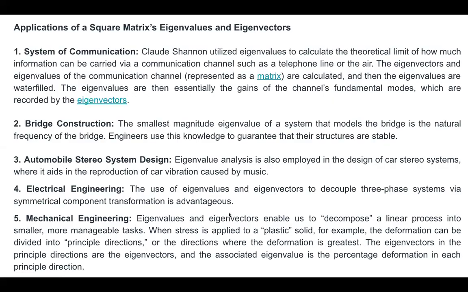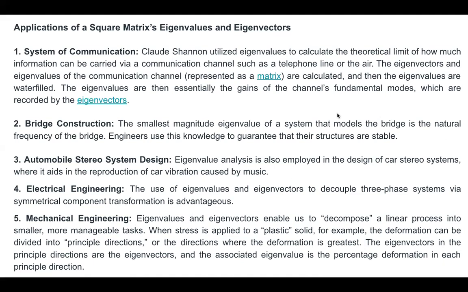Now, where are these used? What are the applications of a square matrix, eigenvalues and eigenvectors in real life? In a system of communication, almost all fields, it is also applied in computer science and machine learning. When you construct a bridge, the smallest magnitude eigenvalue of a system that models the bridge is the natural frequency of the bridge.